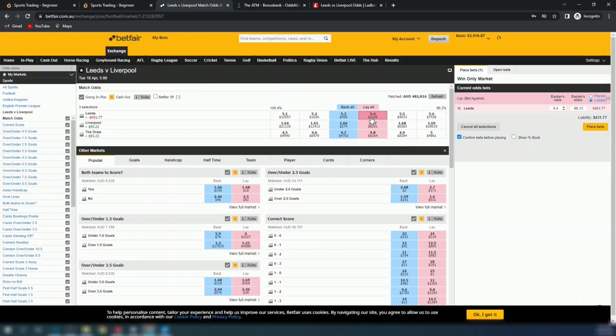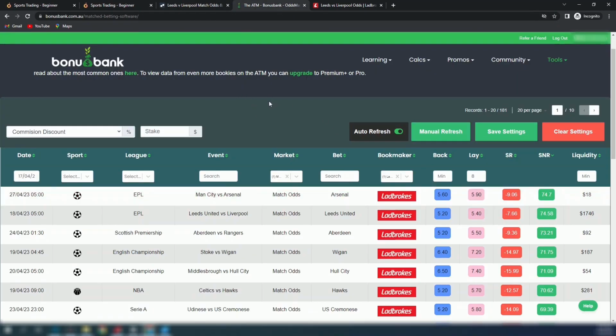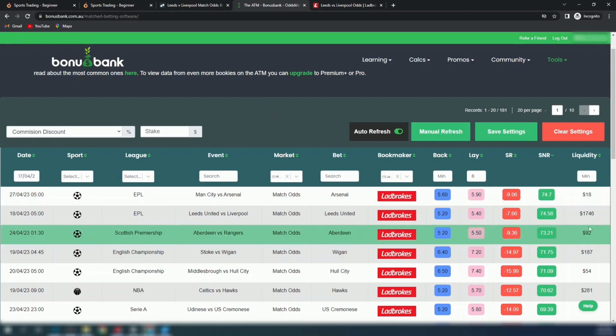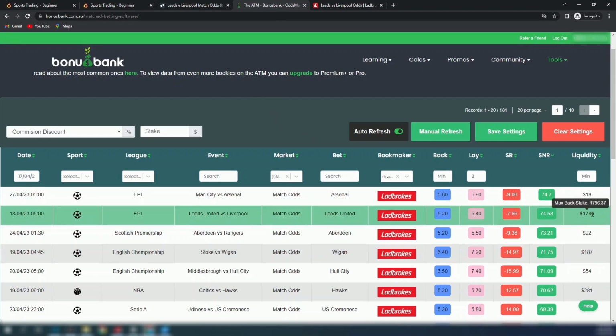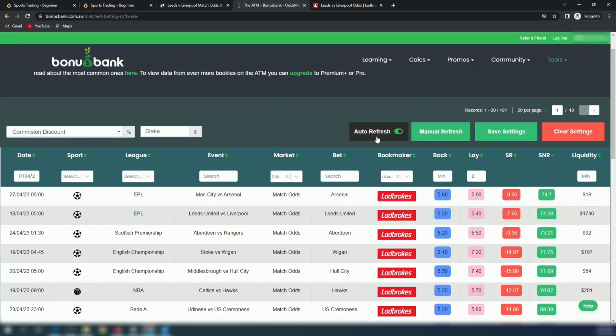And then lastly, we'll double check that the liquidity that we have here under our lay odds on the exchange is the same as what we had originally on the ATM. And with my example here, the liquidity has changed. So for that, we'll make sure that we have auto refresh on the ATM. And sometimes even with auto refresh on the ATM, you still won't be getting a number that is the same as what you're seeing on Betfair. And this is just because the ATM isn't perfect. It's not able to pull its data in real time. So there will be a lag sometimes.